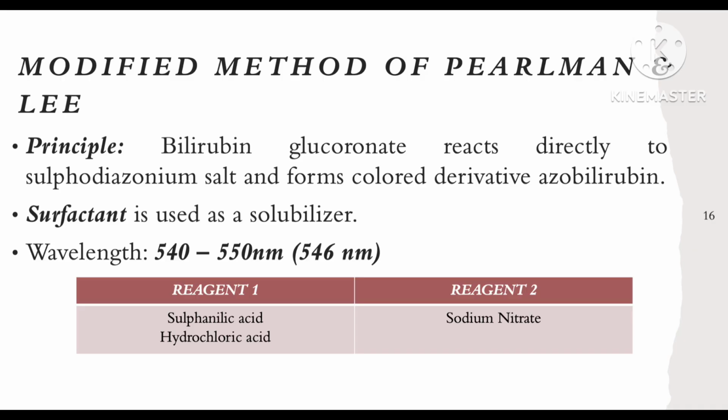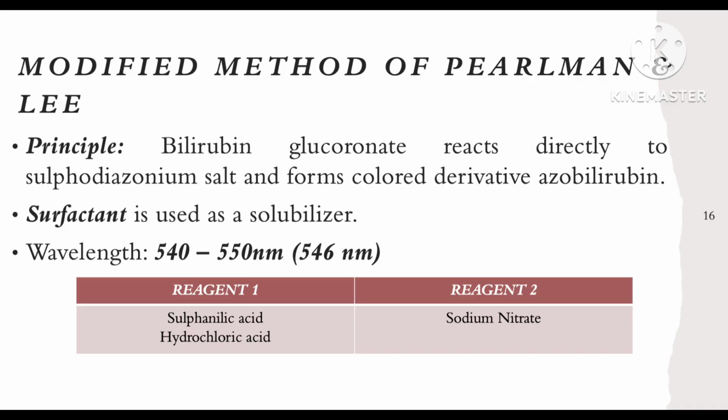The colored product, or the azobilirubin, is measured spectrophotometrically at a wavelength of 540 to 550 nanometers, which, by the way, is usually 546 nanometers in the laboratory.